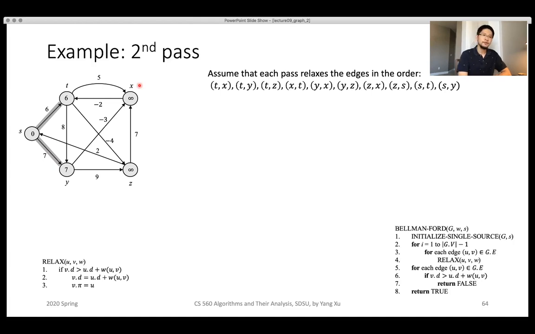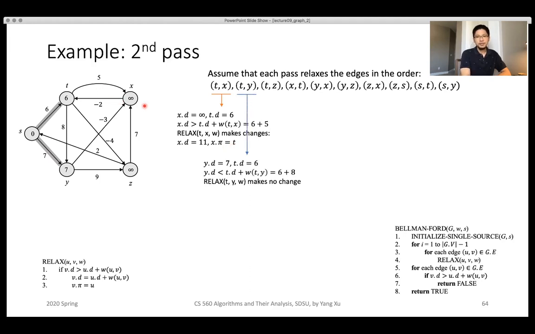Okay. So this time, when we relax tx, the attributes of x will be updated, because now the d of t is no longer infinity. When we do the comparison, the d of x is infinity, which is greater than the d of t plus the weight of the edge. So we will make a change by updating the d of x and the pi of x. So the pi of x will be t.